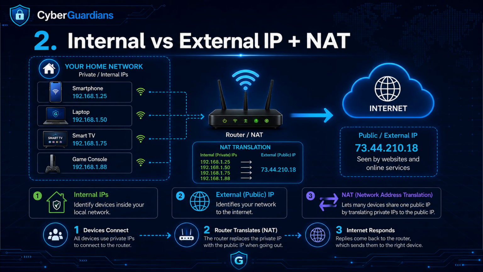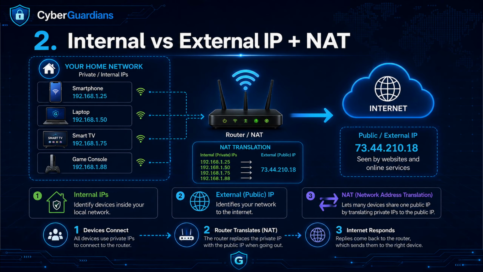An internal IP address may look something like 192.168.1.25 or 10.0.0.15. These addresses help your router know which device is which inside your home or office. An external IP address, also called a public IP address, is the address of your network. It is the address your network uses on the internet.